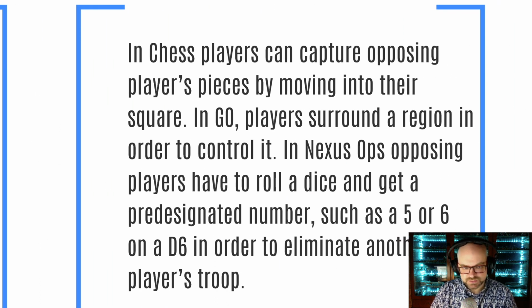Chess is a very simple type of capture mechanic. Go is a much more complex one, even though it's just black and white pieces on a black and white board. You're trying to surround your opponent, so the territory that you're capturing is constantly evolving.